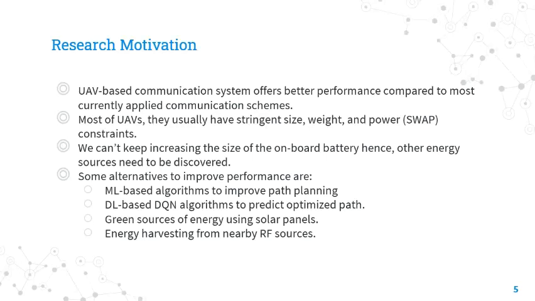Still, most UAVs have stringent size, weight, and power constraints. We cannot keep increasing the size of the onboard battery to improve the efficiency of the UAV. Hence, alternative sources of power need to be discovered. Some current alternatives to improve the performance of a UAV are ML-based algorithms to improve path planning, deep learning-based DQN algorithms to predict an optimized path, other green sources of energy such as solar panels, and energy harvesting from nearby RF sources, which has been discussed in detail in this project.